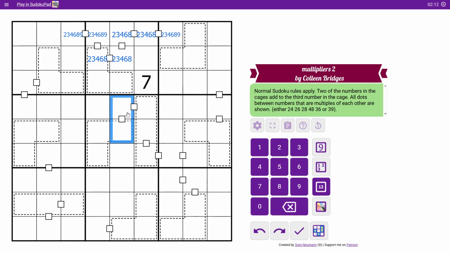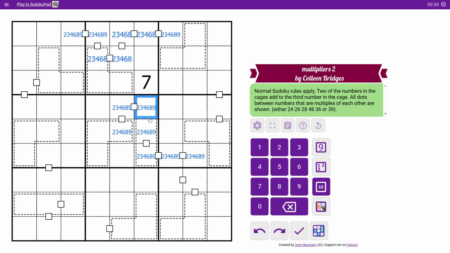I'll go down and try these ones. 2, 3, 4, 6, 8, 9. Now down here, what have we got? We've got a cage here with 3 in it. That should help eliminate some things. 9, 3, 6, 9. Okay, if that was a 9, that would have to be a 3, and that would have to be a 6 to add up to 9.